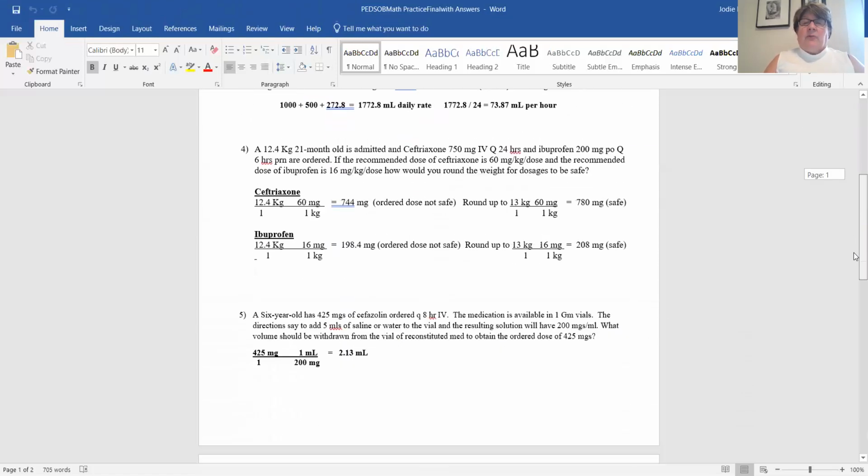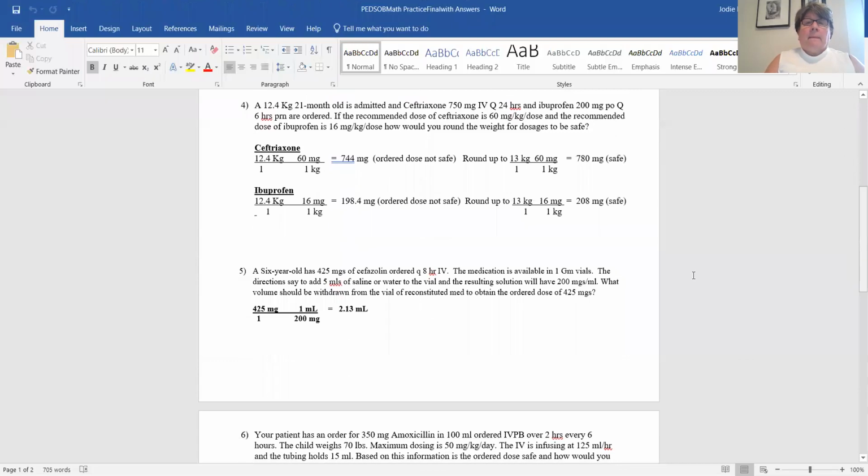Going on down to number 4. You have a 21-month-old that weighs 12.4 kilograms, supposed to be given medication, 750 milligrams every 24 hours and 200 milligrams every 6 hours. You've got your recommended dosage for both of the medications. And this question says, how would you round the weight for dosages to be safe?